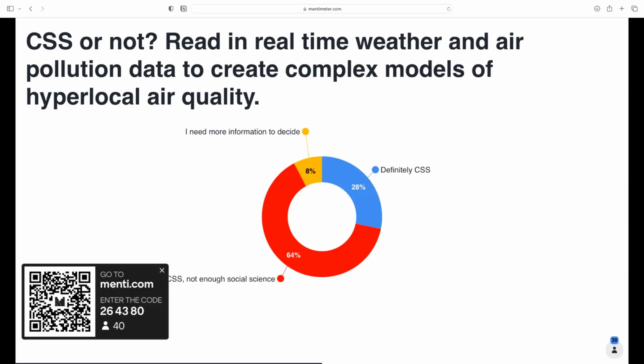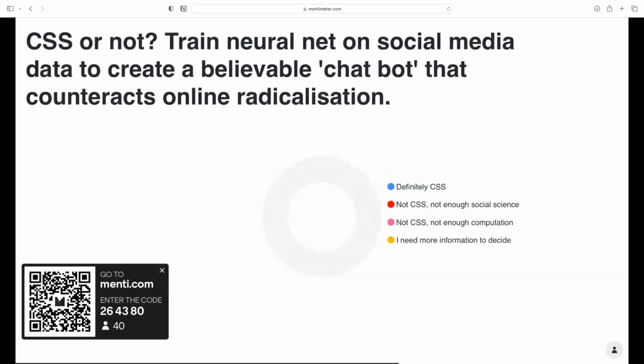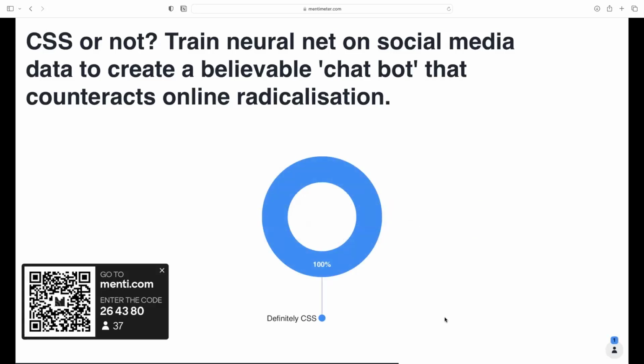And finally, we've got our last poll, which is: we're training a neural network on social media data to create a believable chatbot that counteracts online radicalization. So straight out of the gate, we've got a few people saying definitely CSS. Some people are saying there's not enough social science.